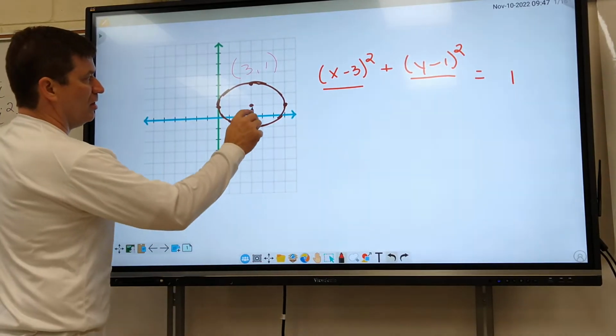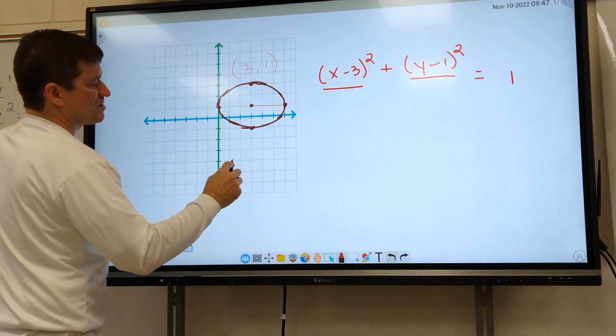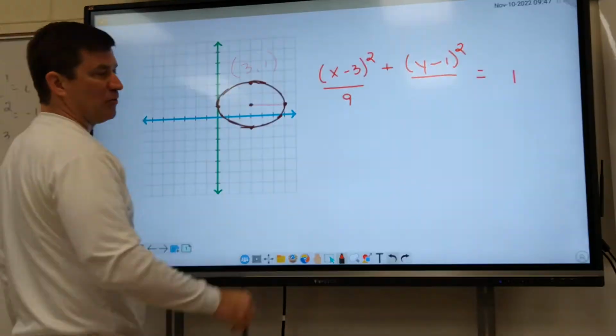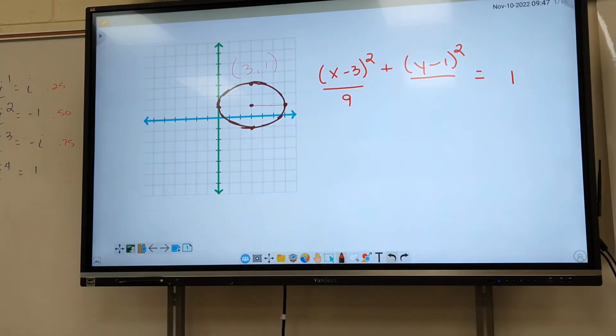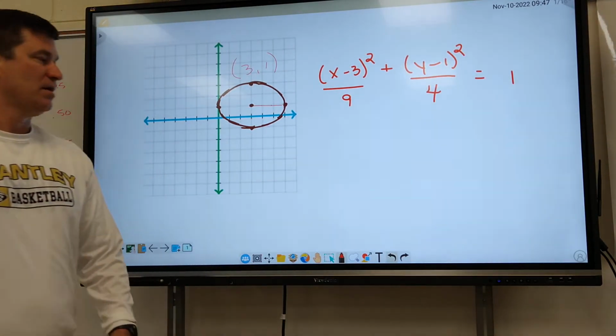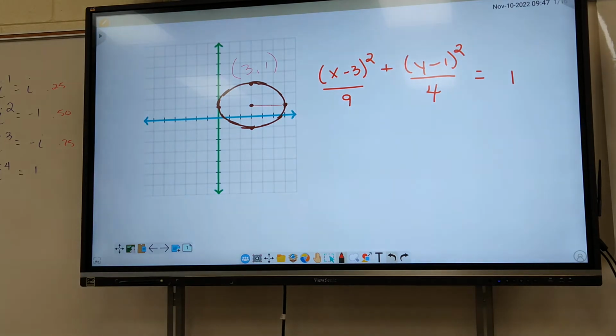All right, so look, 1, 2, 3, radius, or sorry, I'm going 3 to the right and 3 to the left. Square that, you get 9 on the bottom underneath your x. On the y-axis, I'm moving up 2 in each direction. Square that, I get 4. That's all you do on number 1. So you guys do number 2 the same way.